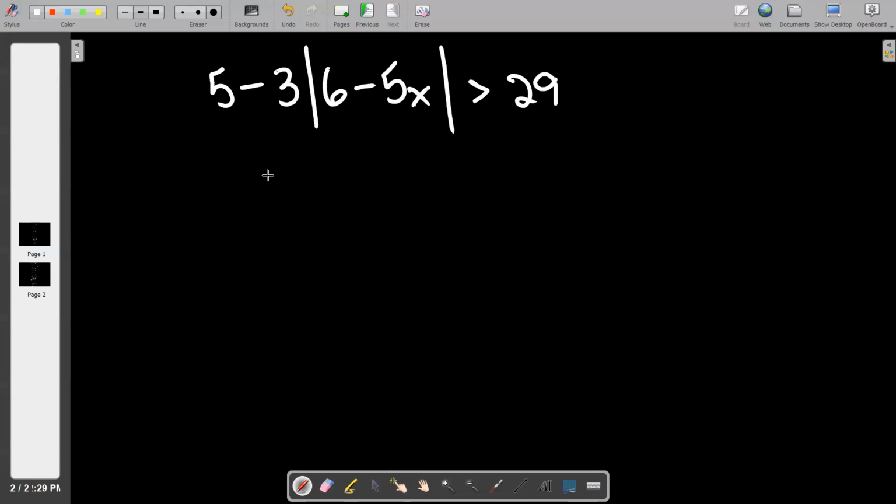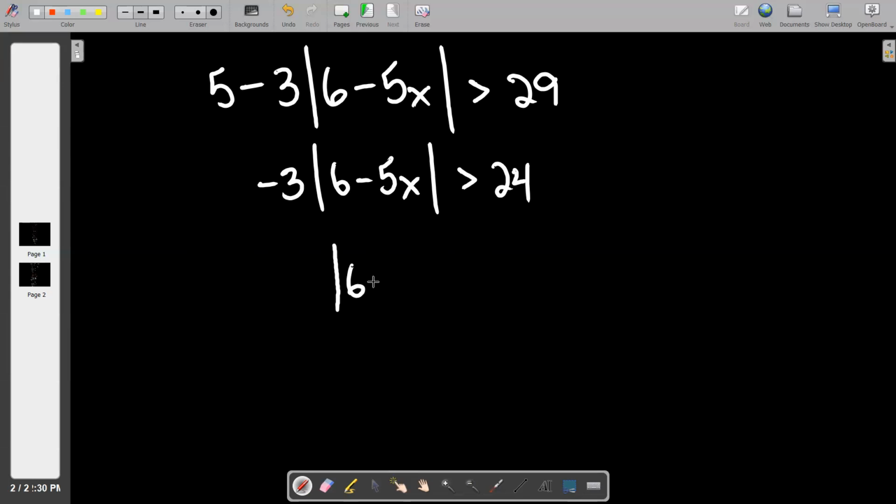Yes. Leaving me with the -3, still attached to my absolute value, still is greater than 29.-5 is. What do we do now? Yeah, watch out. We just divided by a negative number. The stuff inside the absolute value doesn't give a hoot. But what's the last part going to say?